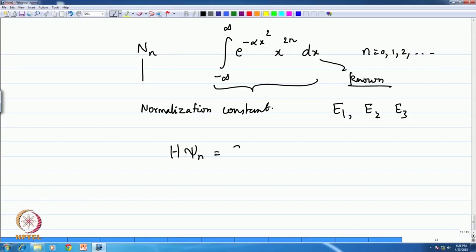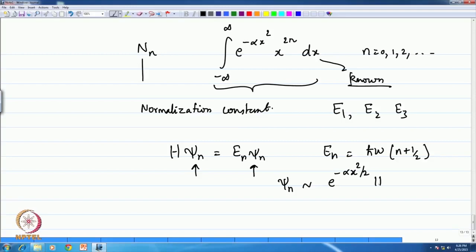So the solutions of H psi n equal to E n psi n are given as h bar omega times n plus a half for the E n, and the psi n as exponential minus alpha x squared by 2 times H n of root alpha x. In the next part, we will see what these things mean in terms of pictorial representations, and also what the probabilities are, and an important concept known as the zero point energy. Thank you.